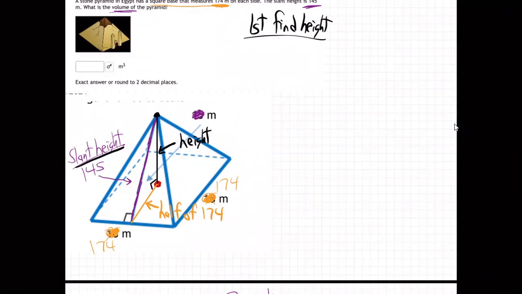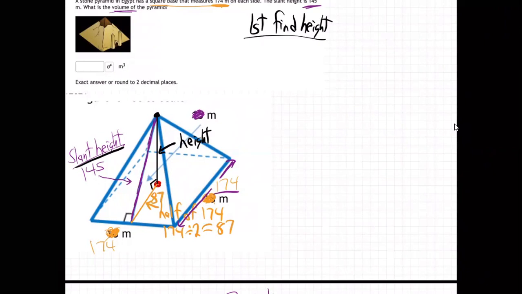The 174 is the whole edge. So if you go out to the very middle, this height must land right in the middle of the pyramid. That's got to be half of the 174. So what is half of 174? Let me use my calculator. 174 divided by 2. I'm getting 87. So this piece here has got to be 87.